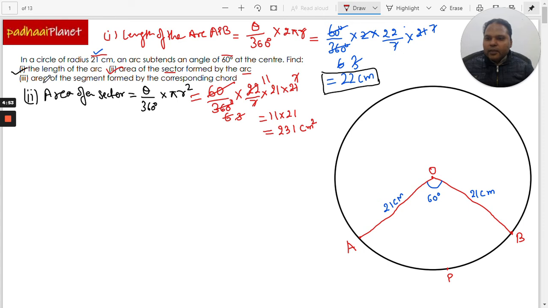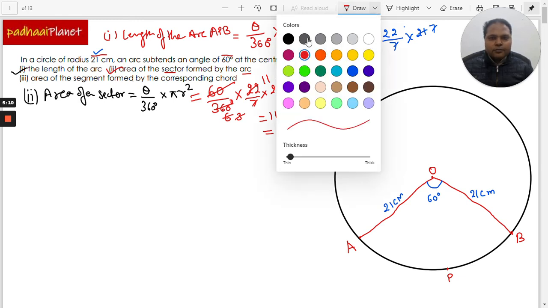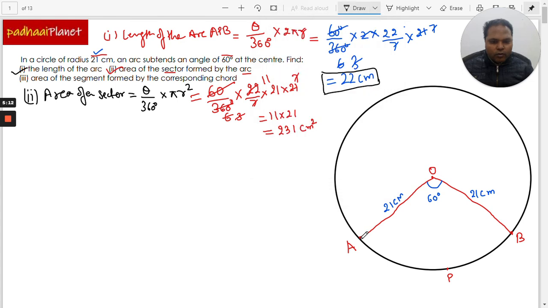Now the third part, which is a good question, says the area of the segment formed by the corresponding chord, right? So area of the segment formed by the corresponding chord. So let's first see where the chord is. So the chord is this, right? AB is our chord. Now what is the area which is formed by this chord? This is the area, this entire thing.